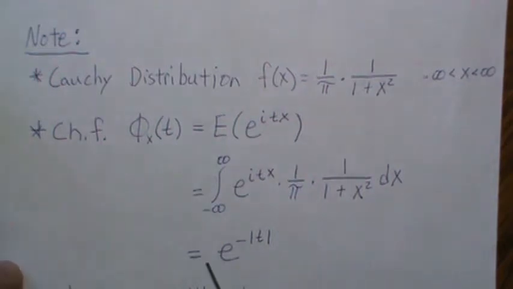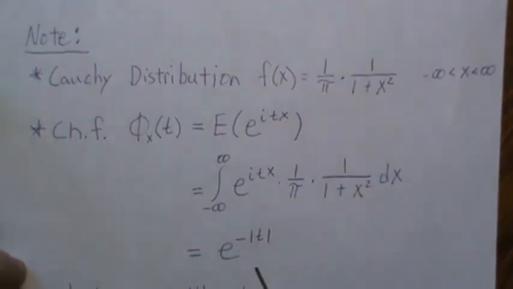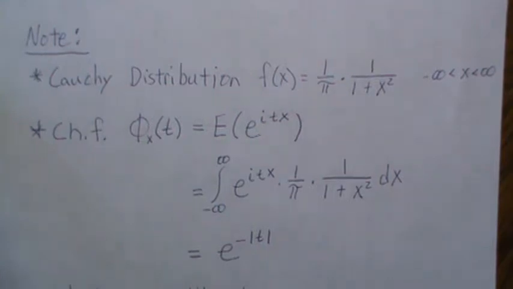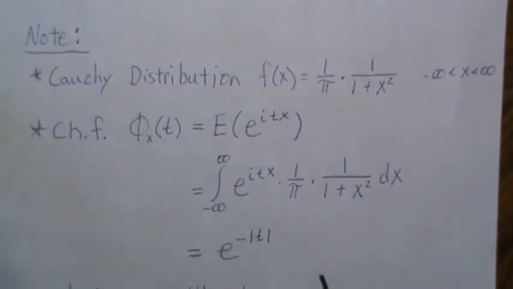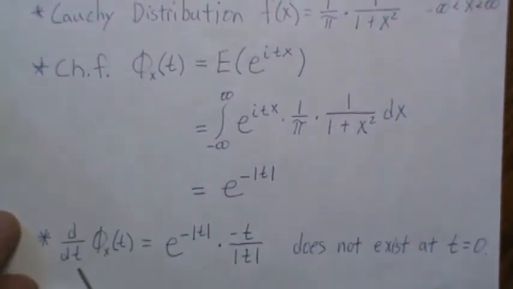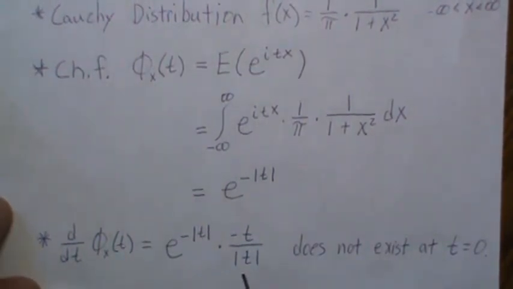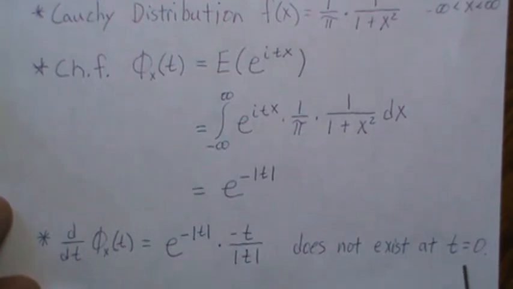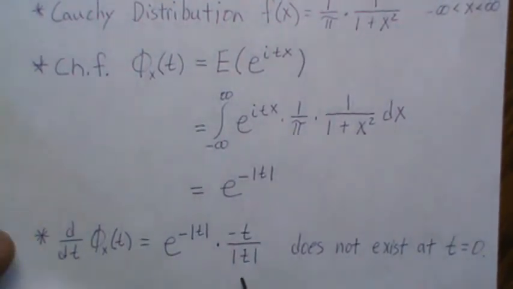Try to derive that on your own, and without this little trick, it becomes pretty tough. You have to know complex analysis, and there's a Cauchy theorem or the residue theorem that you have to use. It's not straightforward. One note is if we take the first derivative of our characteristic function, which is this, it does not exist at t equals 0, which says the first moment of a Cauchy doesn't exist, and we know that. So anyway, it's consistent.